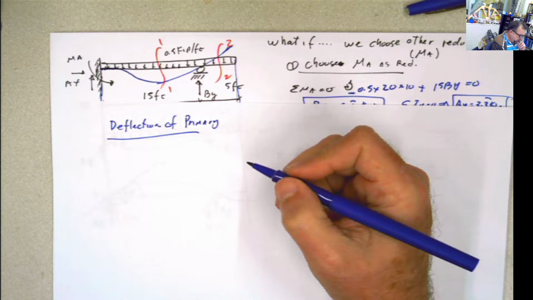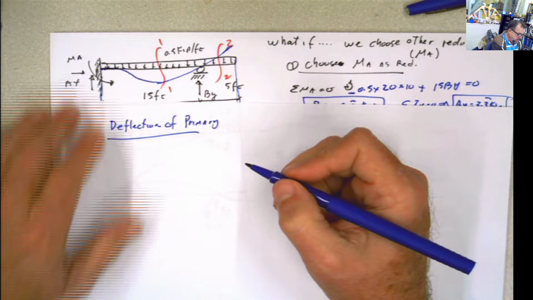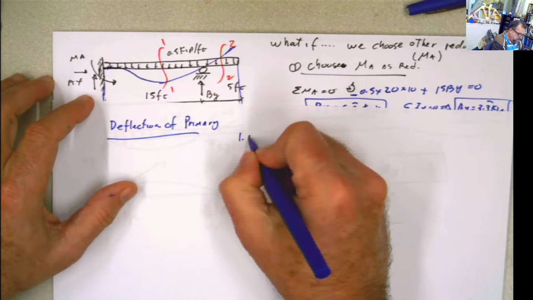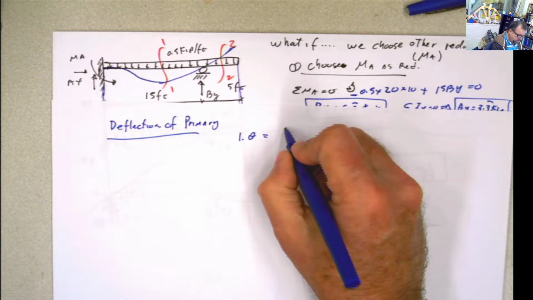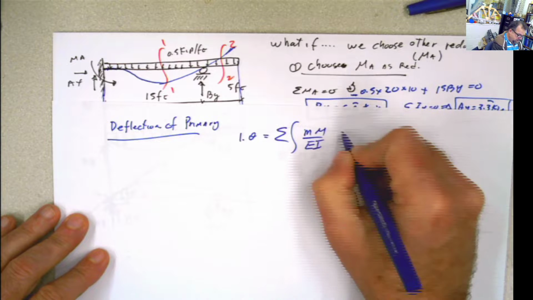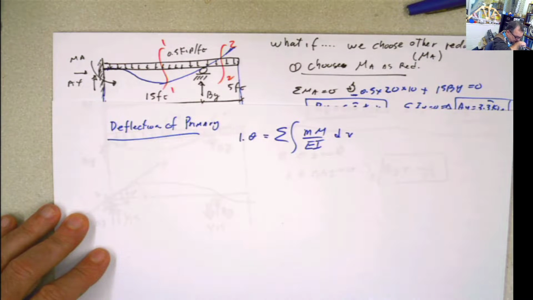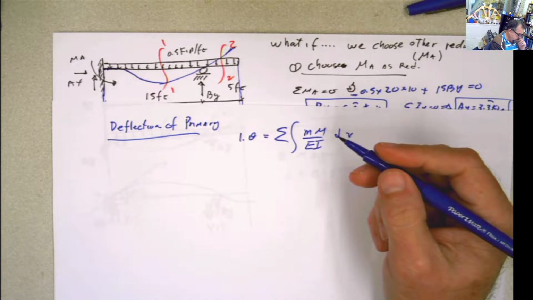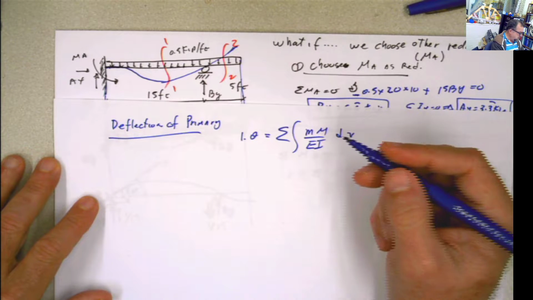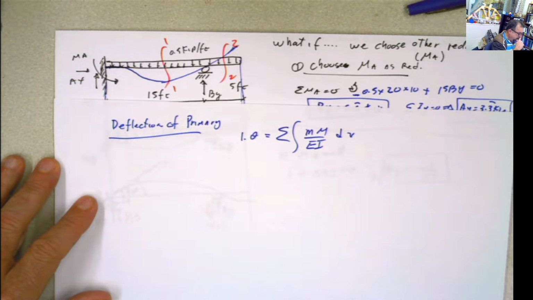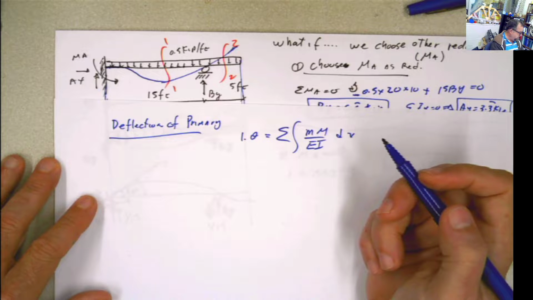So remember, in this case what we are basically calculating is the rotation, and 1 times the rotation is going to be equal to the summation of all the m divided by EI dx. Now let's start with section 1, section 2. I don't know if it's worth it or not, in reality. Let me think.